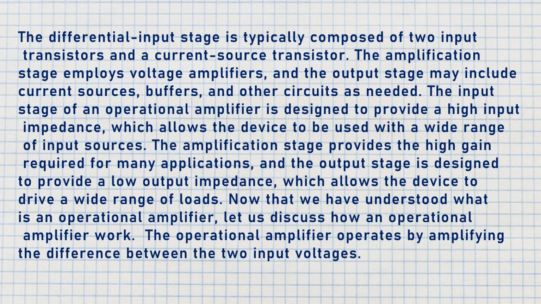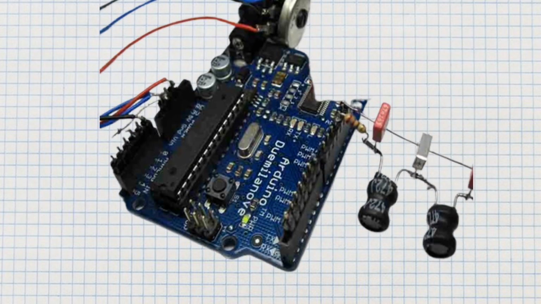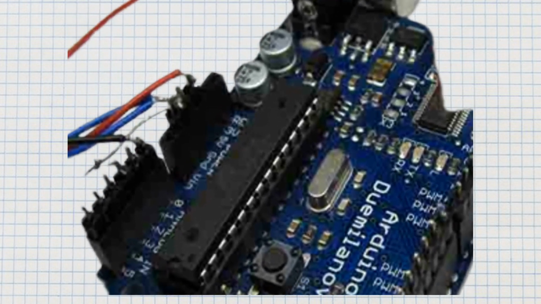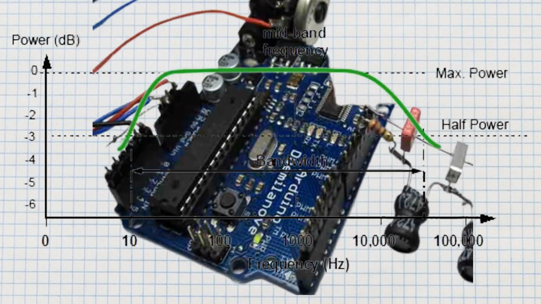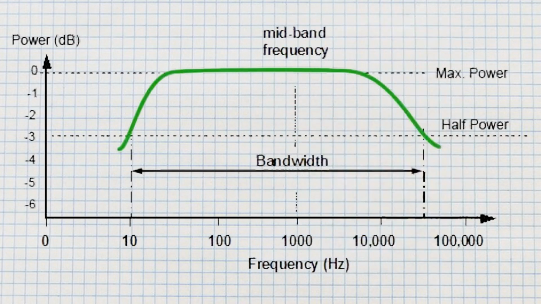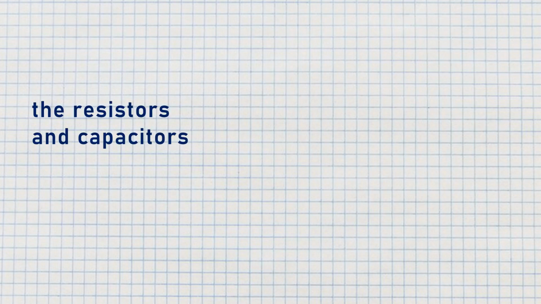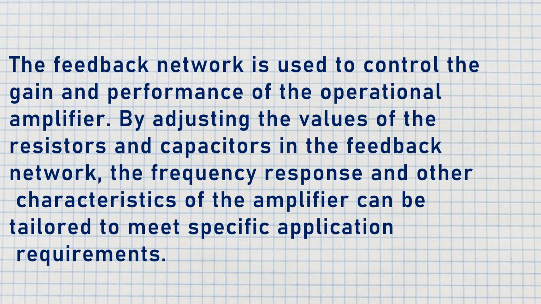Now that we have understood what is an operational amplifier, let us discuss how an operational amplifier works. The operational amplifier operates by amplifying the difference between the two input voltages. The amplified output voltage is determined by the gain of the amplification stage. It should be noted that operational amplifiers have a very high gain, in the range of 10,000 to 100,000 or more. This gain is controlled by an external feedback resistor or network of resistors and capacitors. The feedback network is used to control the gain and performance of the operational amplifier.